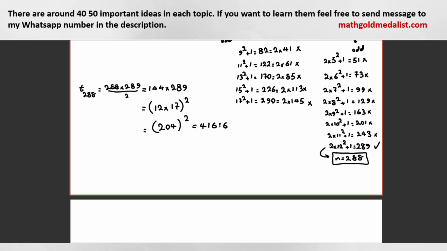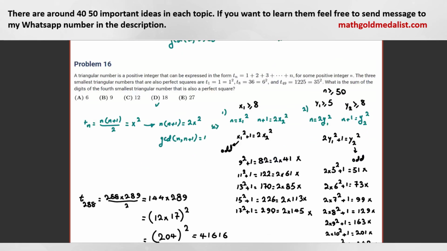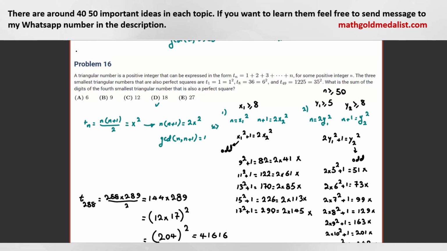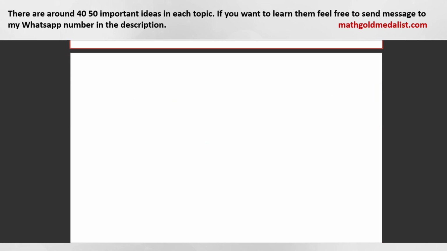So the sum of the digits is what? 18? Yes. Your answer was this? You said 18 or different? Yeah, 18. Okay. So in this part, we used the idea, right? In AMC. Yeah. Okay. Now let's see how we can apply it in BMO.